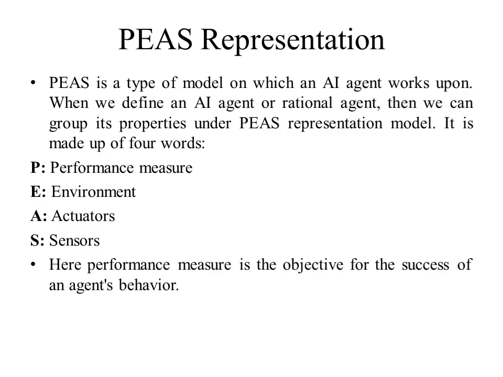Just simply take an example again of a vacuum cleaner. You are going to calculate the P, the performance measure: how your vacuum cleaner is going to clean your room. Then the environment, and the environment is your room.